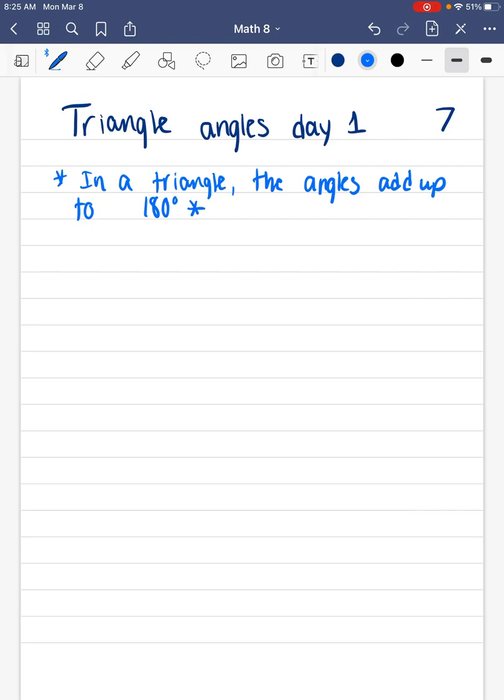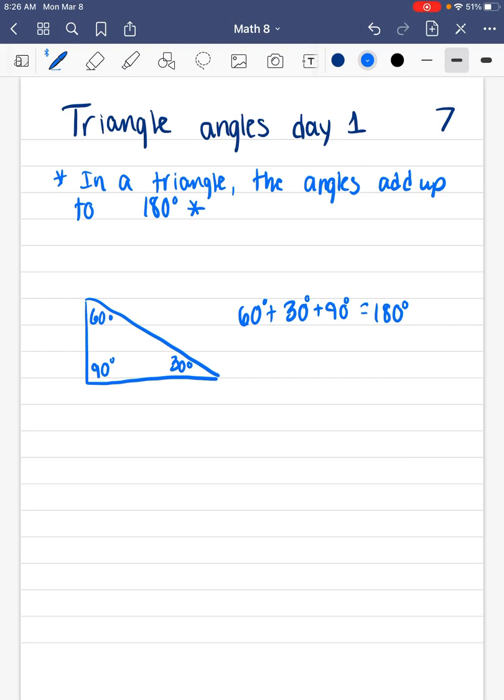So for example, if we have a triangle here, if this angle is 90 degrees for a right angle, this is 60 degrees, and this is 30 degrees. If we add up all those angles, so 60 plus 30 plus 90, those all have to equal 180 degrees, or else it is not a triangle. And the little tiny circle in the top corner is our degree sign.